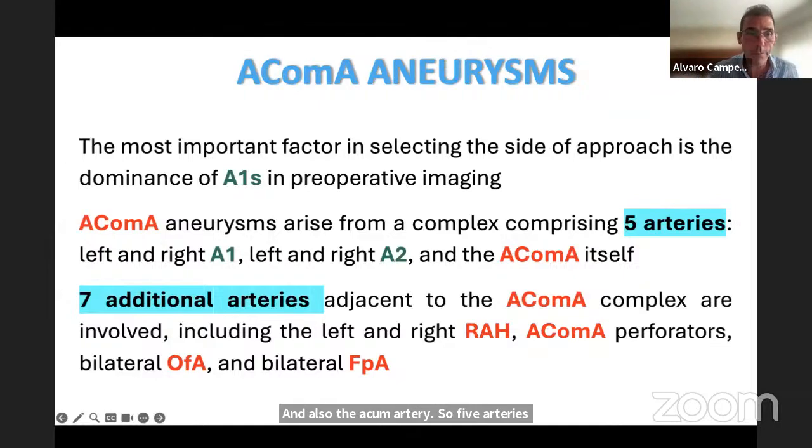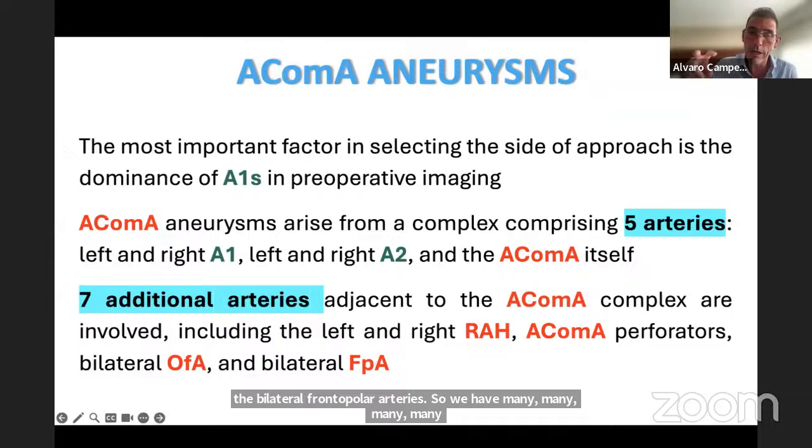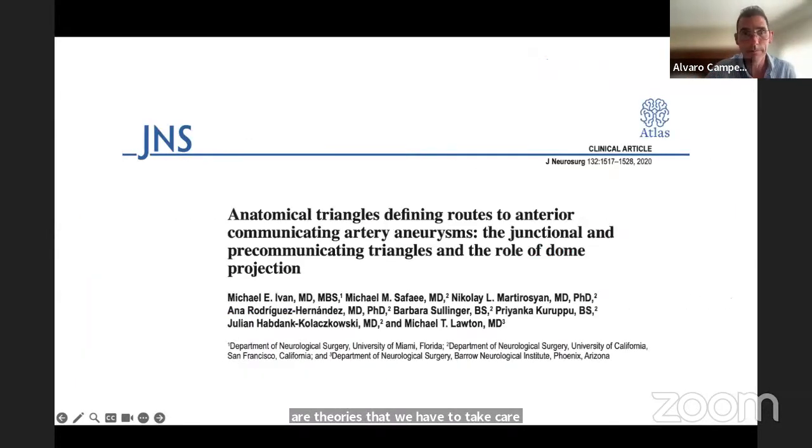But we also have 7 additional arteries near the ACom artery complex: both recurrent arteries of Heubner, the ACom artery perforators, and also the bilateral orbitofrontal arteries and the bilateral frontopolar arteries. So we have many arteries that we have to take care of when we are going to put a clip.